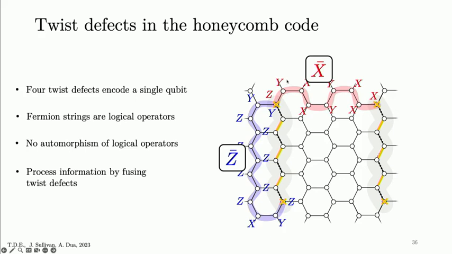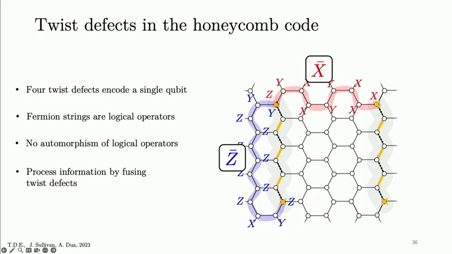Here I've shown 4 twist defects. We can take the logical operators to be fermion string operators that transfer fermion parity between the twist defects. So this X logical operator, for example, is a fermion string that connects these two twist defects. The Z is a fermion string that connects these two twist defects.